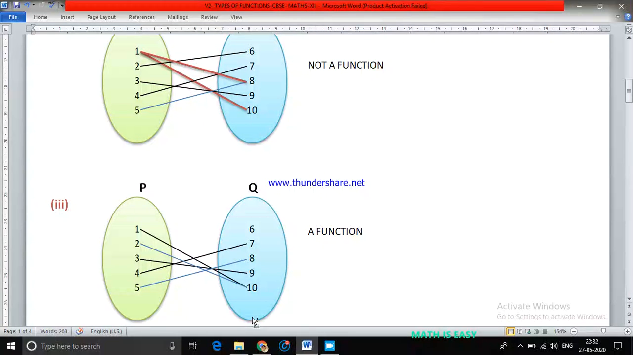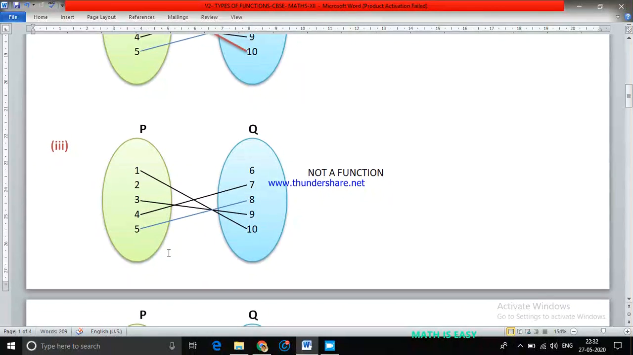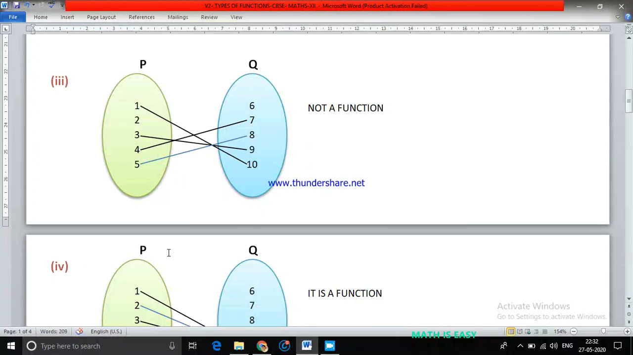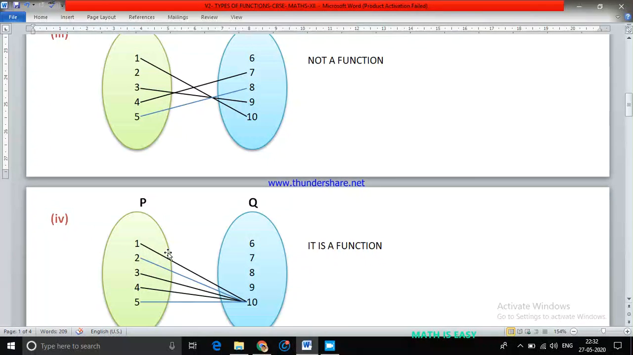Is that clear? So we'll come back to it. Now the question arises: for every question, do I need to draw the diagram to decide whether it is 1-1 or onto?